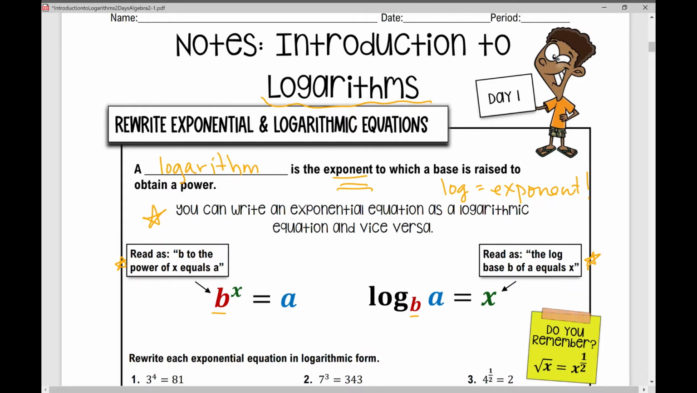One of the easy ways that I like to teach this is I go clockwise. If I'm rewriting this exponential equation on the left, b to the power of x equals a, I get log base b of a equals x. So log base b of a equals x, and I go around that way. I can rewrite the logarithmic equation in exponential form doing the same, right? b to the power of x equals a.